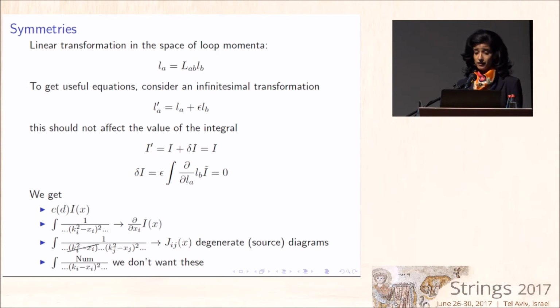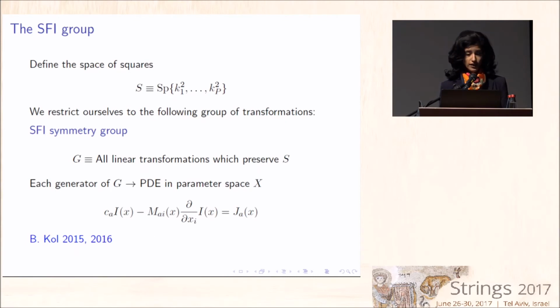We could also get numerators over a squared propagator, where by numerator I mean terms which I cannot resolve in terms of propagators which appear in the denominator. And we don't want these terms. To get rid of them, let's refine our definition of the symmetry group and define the space of squared propagator momentum. And let's restrict ourselves to the following group of transformations. These will be all linear transformations which preserve this space of squared propagator momentum.